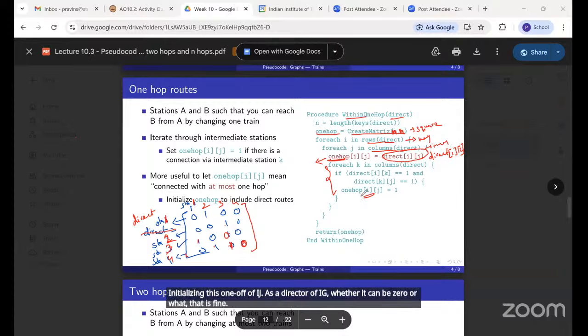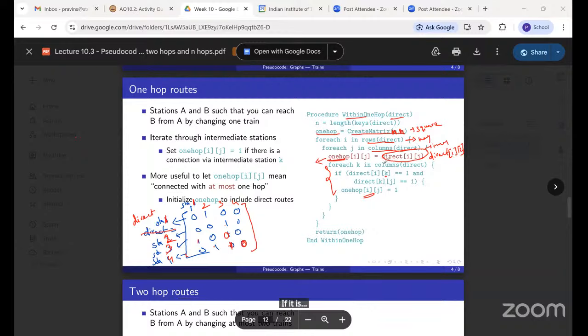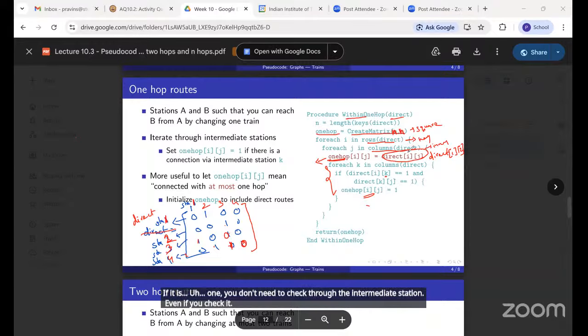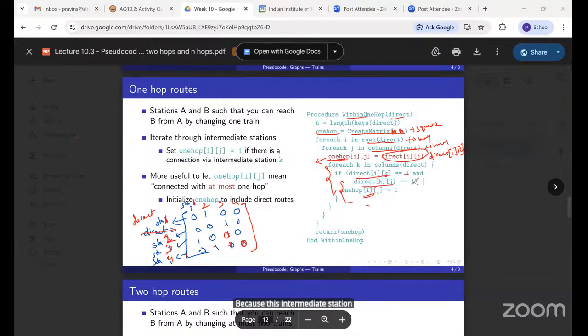If it is 0, we need to check the intermediate station through the k. If it is 1, we don't need to check through the intermediate station. Even if you check it, it will be already 1. We won't be reaching the safe block because this intermediate condition needs to be true, which won't be true. Even if it is true, it is not a problem.